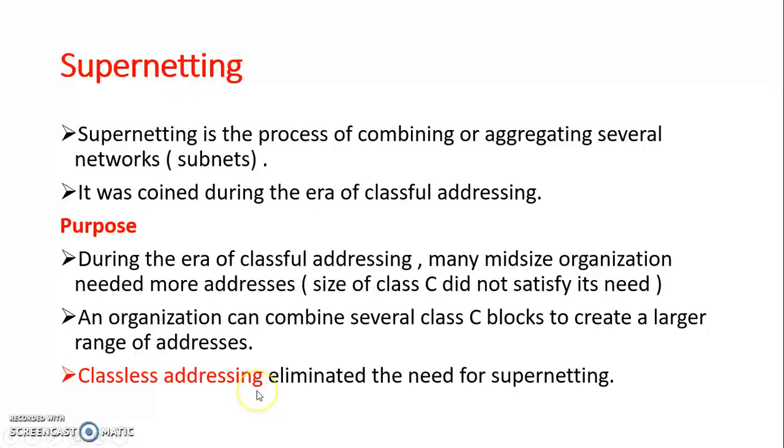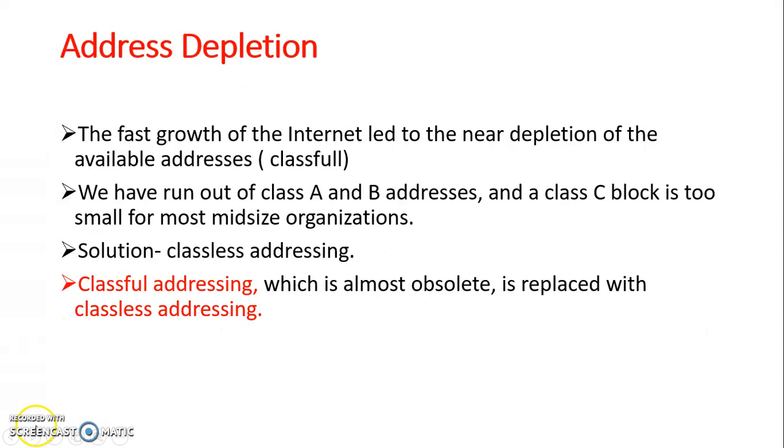Before seeing classless addressing, we'll see what the problem was with the then-existing classful addressing. That problem is known as address depletion. Address depletion means that due to the growth in the number of devices on the internet, these classful addresses are almost depleted, which means they are almost exhausted. That is, they are reduced in number. So the number of devices on the internet is approaching the 2 power 32 address space. So instead of classful addressing, we are moving on to classless addressing.